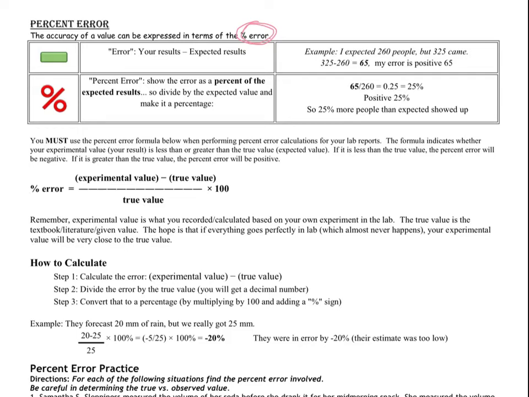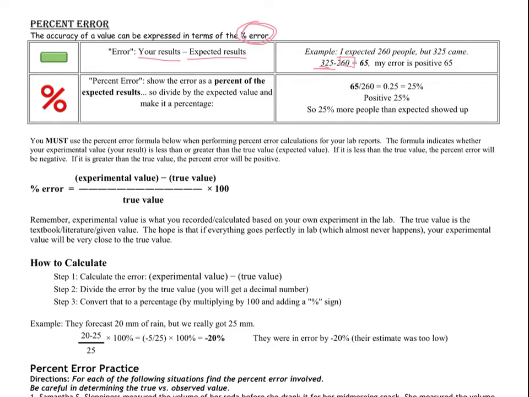Well, first of all, we need to know what error is before we know what the percent error is. So error is your results minus your expected results. So for example, I expected 260 people, but 325 came. So 325, my results, minus 260, my expected results, equals 65. So my error is a positive 65.